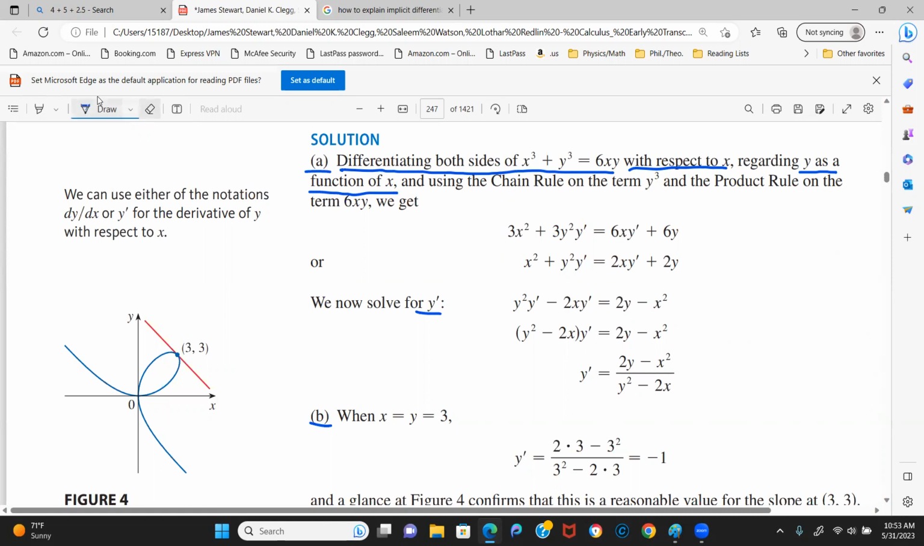But you can still treat it as a function of x in a sense. So you have to use the chain rule on the term y cubed and then the product rule on the 6xy, which is exactly what we did. We found the derivative was equal to that, and when you plug in x and y equal to 3, you got -1. So at the point 3, 3, you have the tangent line with a slope of -1.